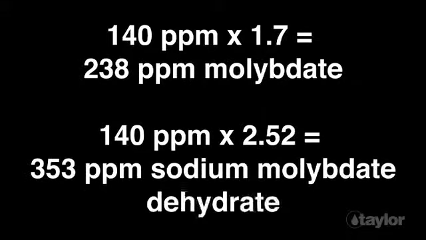Note: to convert the result to molybdate, multiply the molybdenum reading by 1.7. To convert to sodium molybdate dihydrate, multiply by 2.52.